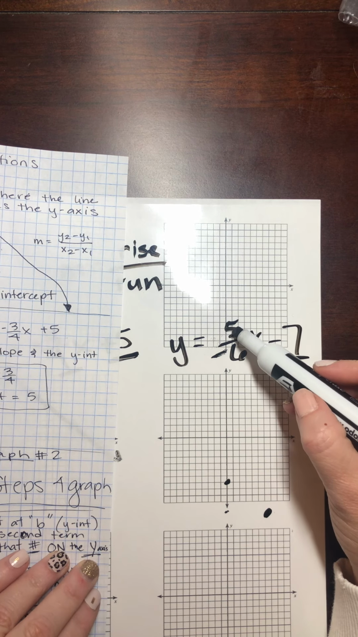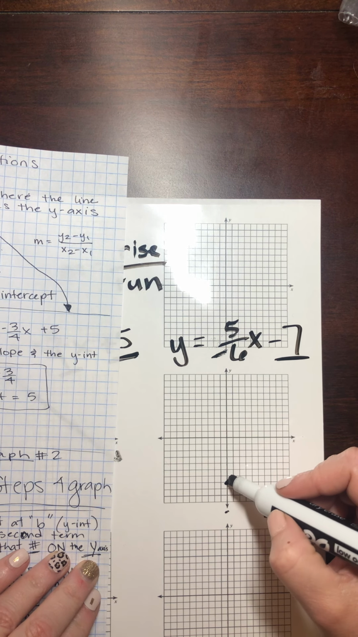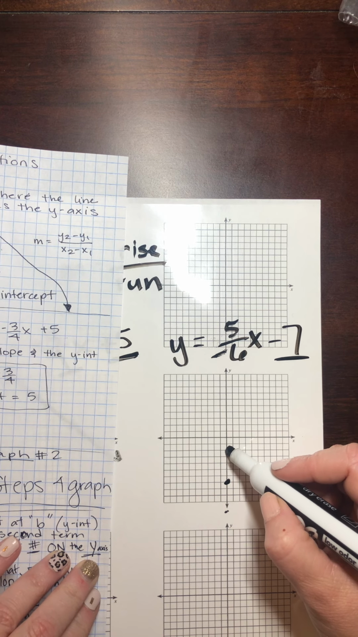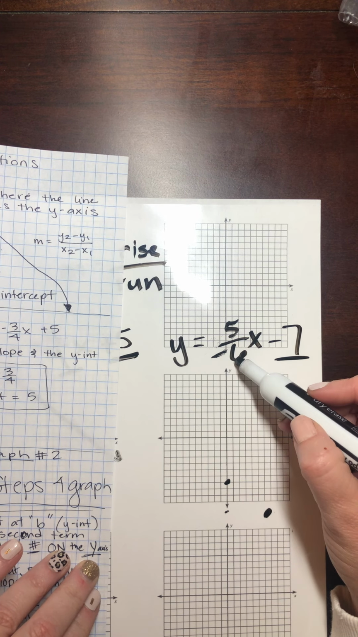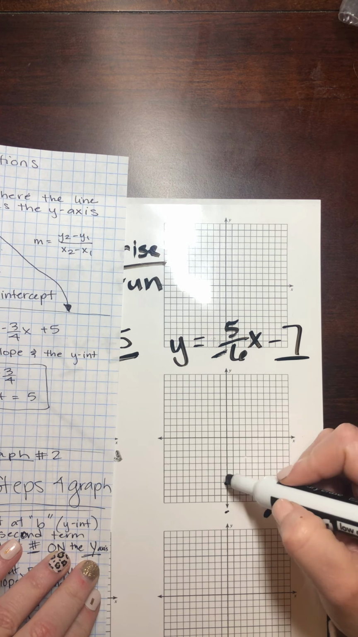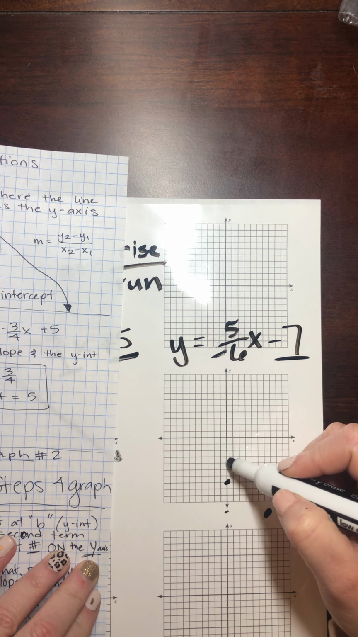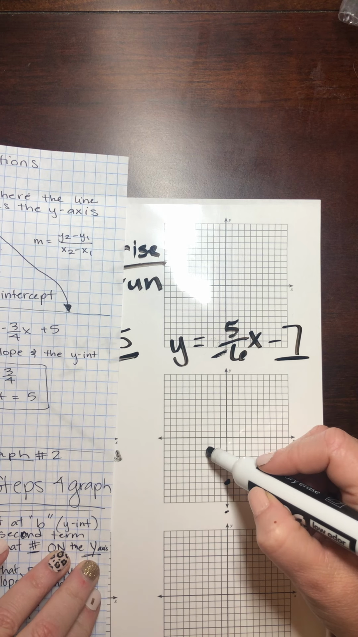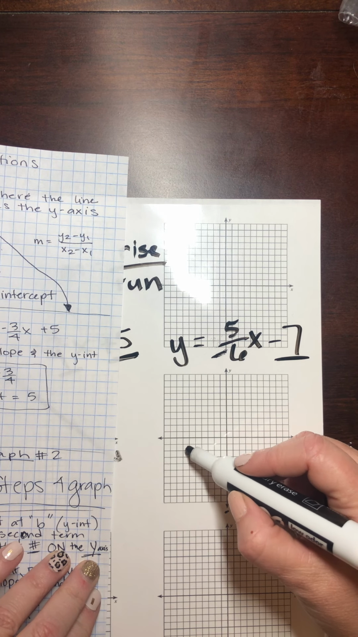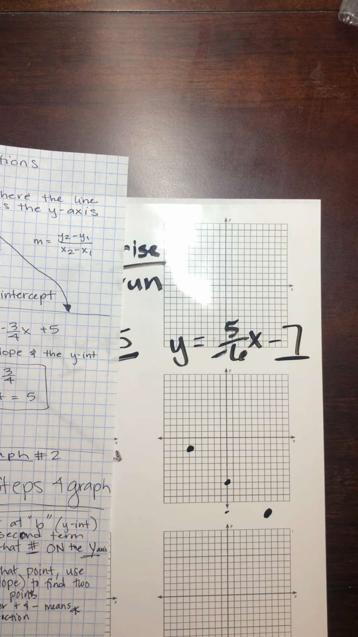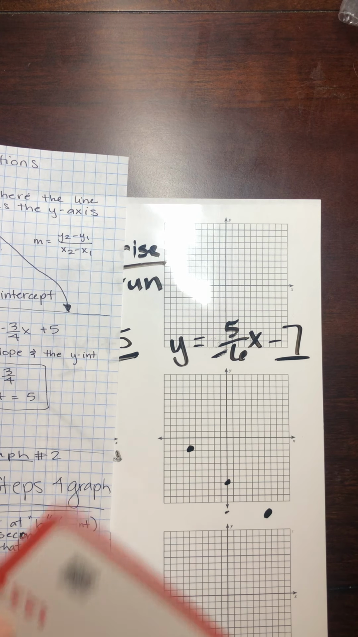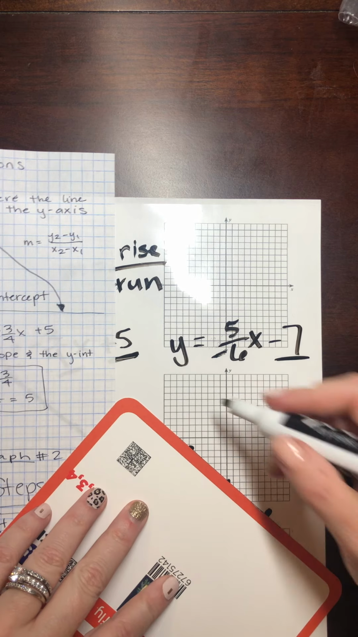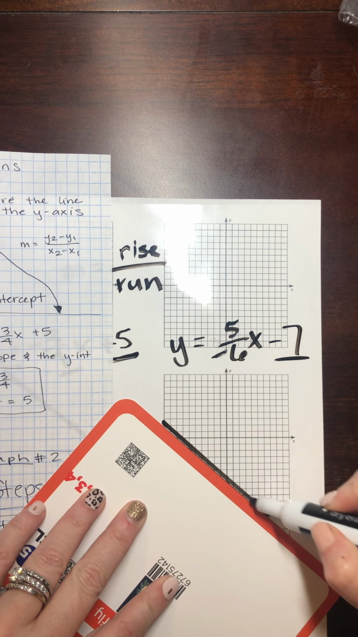So now if I make it a positive 5, that means I can go up 5. 1, 2, 3, 4, 5. And then negative 6 means to the left 6. So after I'm up 5, 1, 2, 3, 4, 5, I go to the left 6. 1, 2, 3, 4, 5, 6. And there is my straight line, my 3 points, okay? I want it to go through my graph.